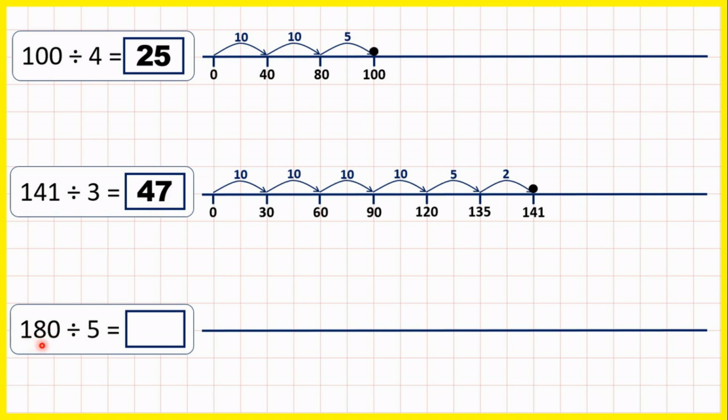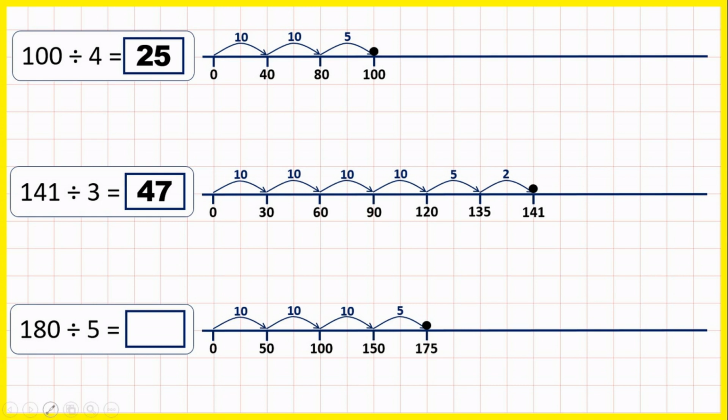Now 180 divided by 5. Again, we can start by jumping in steps of 10 times 5, so in steps of 50. If we add another 10 times 5, 50 plus another 50 is 100, and another 10 lots of 5 takes us to 150. Now if we added another 10 times 5, that would take us to 200, but that would be too many. So we don't want to jump in 10 times 5. Instead, let's jump in 5 times 5, because 5 lots of 5 is 25, and if we add 25 to 150, that takes us to 175.